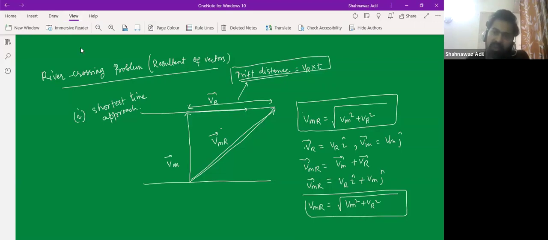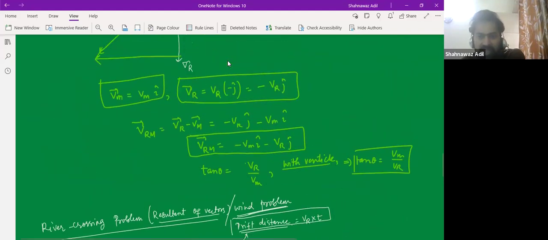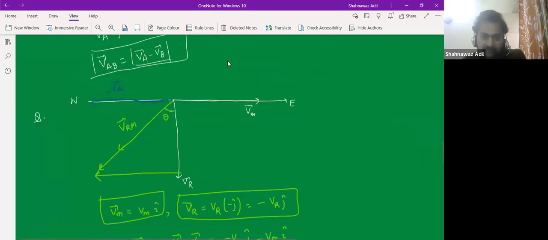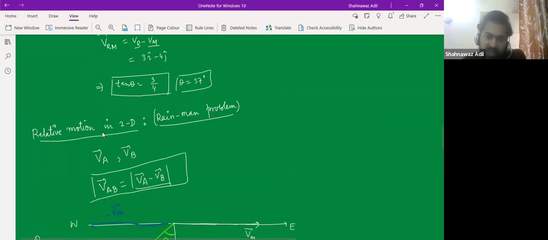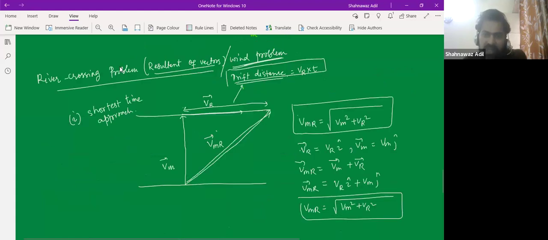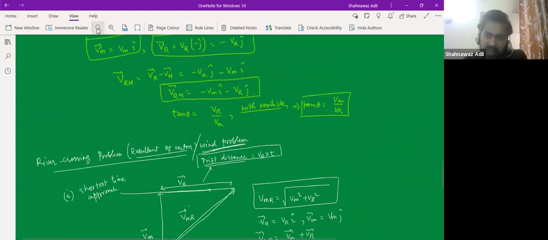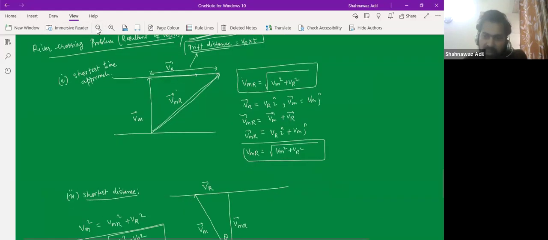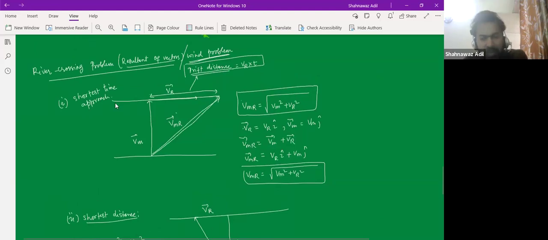And this is also the case for the wind problem. For the wind problem also you have to use the resultant. So we use the idea of relative velocity in 2D in the rain-man problem, right? Just note down this thing and then we'll do a couple of questions to understand this. If you have any doubt, please tell me.